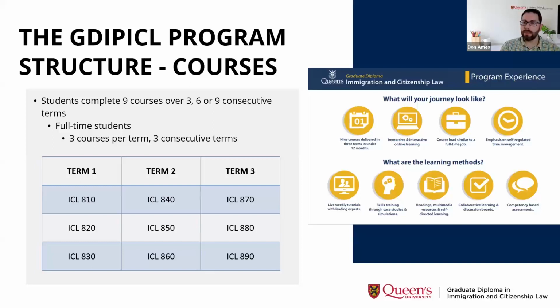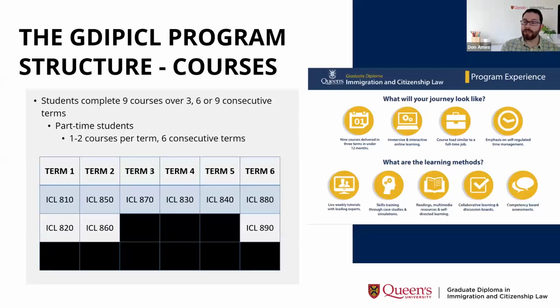Students in our program complete 9 courses in total, and they complete those courses over 3, 6, or 9 consecutive terms. A three consecutive term student would be classified as a full-time student, and you can see the study plan there on the left. You're taking 3 courses per term for 3 consecutive terms. So anybody who starts in January 2025 will take 3 courses January to April, 3 courses May to August, and then 3 courses September to December, finishing up the program before 2026 starts. So you're finishing it in a little under a year.